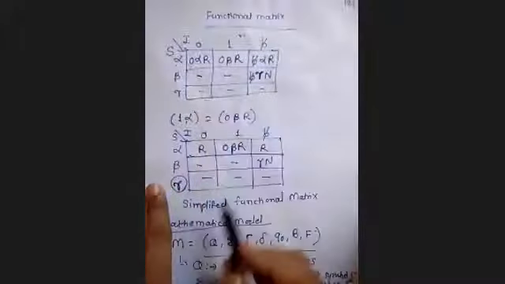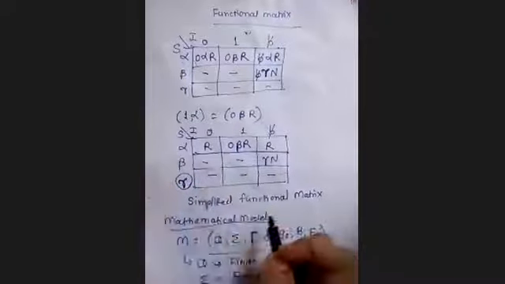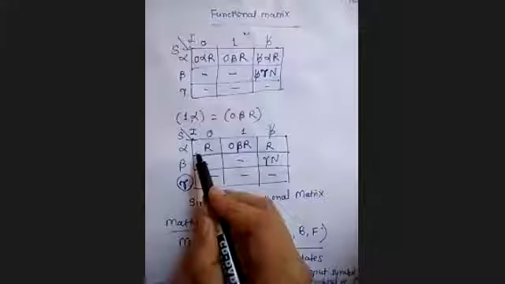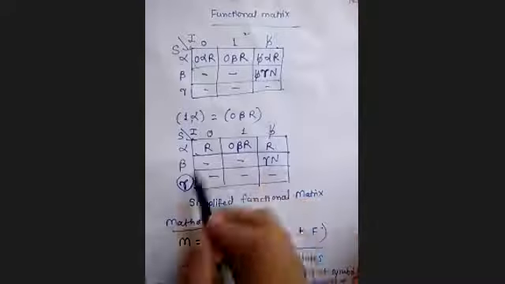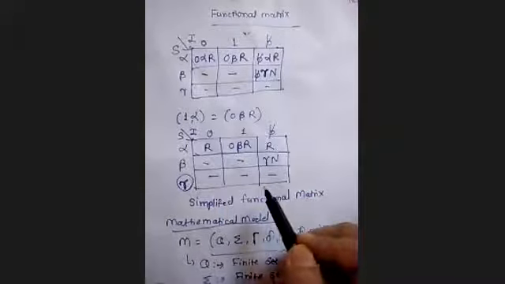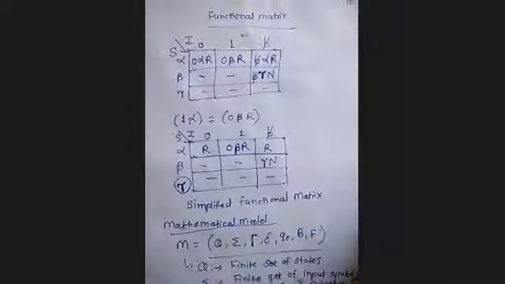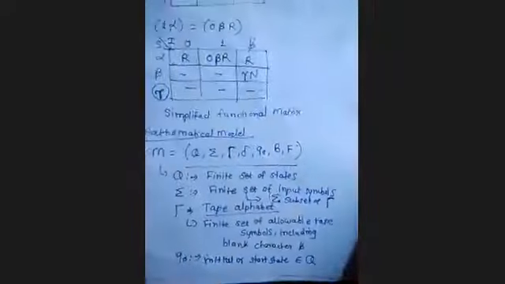We can write it in the simplified functional matrix, where if 0 alpha is changed, then you have to mention it. Okay, so this is the simplified functional matrix. And then we have seen the mathematical model of this.